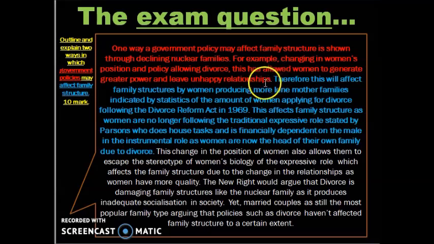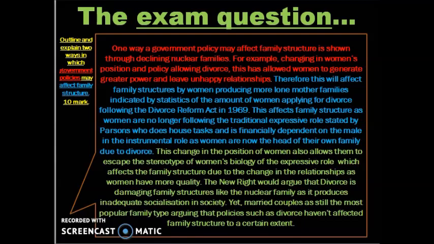Now the student is being really explicit to the second part of the question of how it affects family structure, and she uses the words from the question there just to signpost her answer. And she's indicated that there are more female-headed lone parent families because of this legislation, but also she has shown how this affects family structure from the move away from the traditional nuclear families, and she's using Parsons' instrumental and expressive roles to illustrate the point that women are now the head of their own families due to divorce.